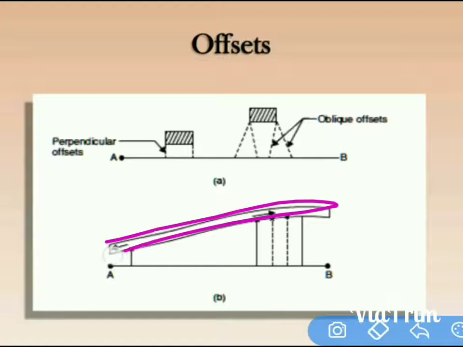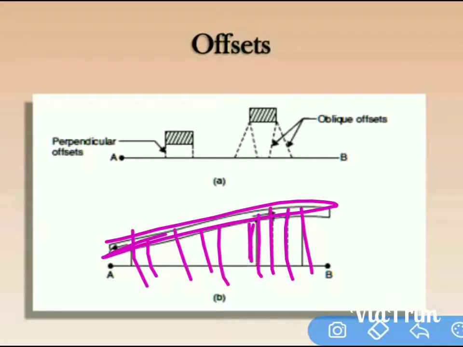Look here. This is the road. So for a road, we have to take more offsets like this. Clear?